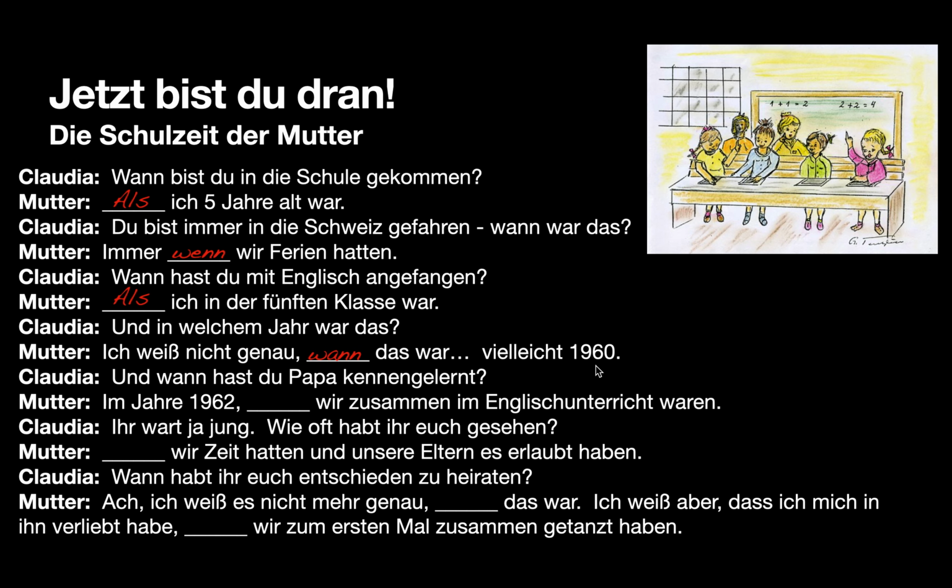Im Jahre 1962, als wir zusammen im Unterricht waren. Here, meeting somebody, kennengelernt, is really a one-time thing. After you've met somebody once, then you already know them. So als is the correct conjunction to use there. Claudia wants to know, ihr wart ja jung. Wie oft habt ihr euch gesehen?